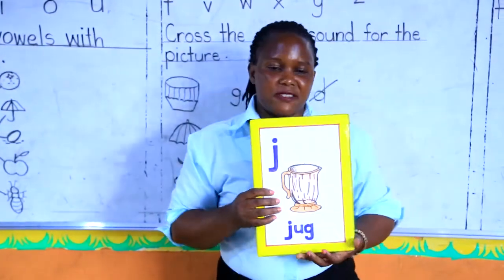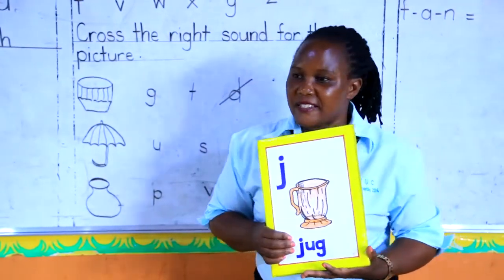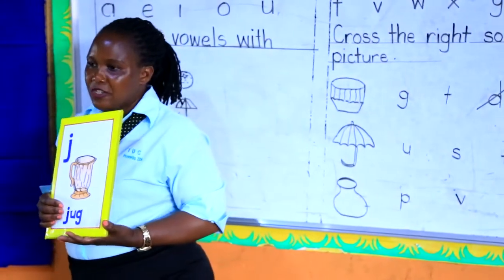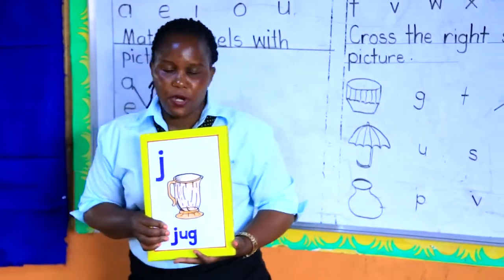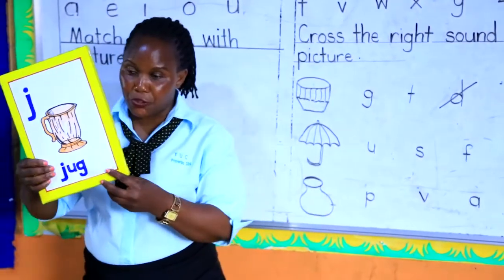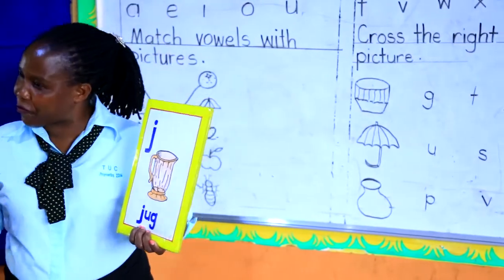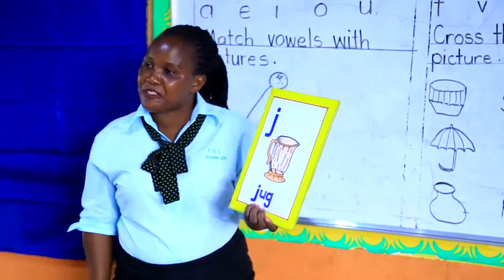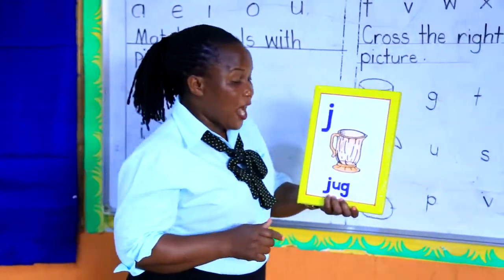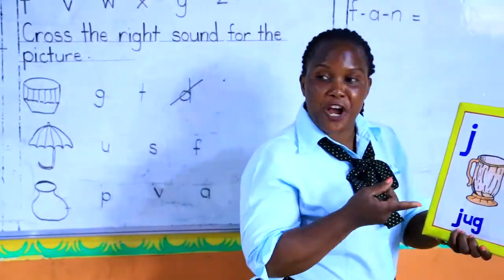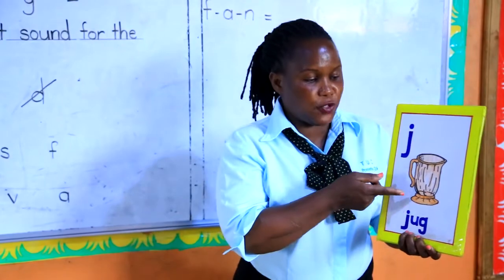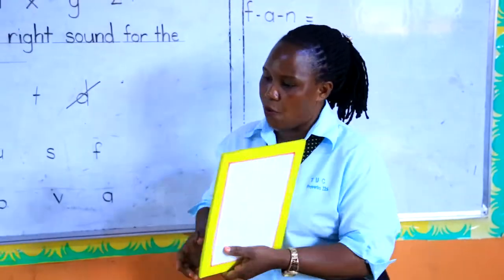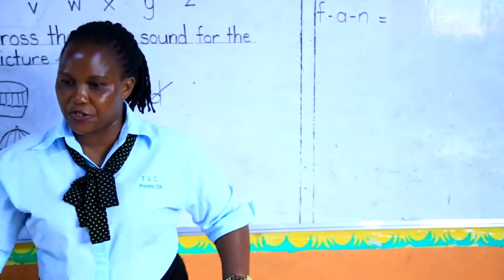Who can tell us this sound? Tell us this letter sound. That's very good. The sound has got a friend. Has got a what? A friend. When you look at this picture, what's the friend of the sound? Jug. Wonderful. The word jug starts with the sound. That's why we say that a jug is a friend of the sound. Wonderful.